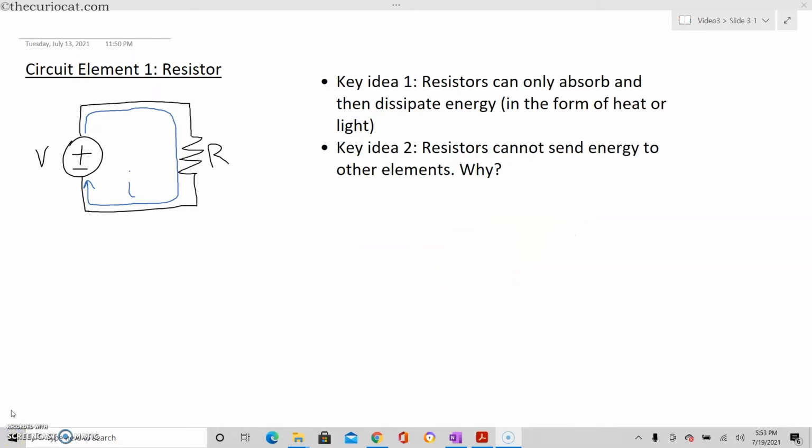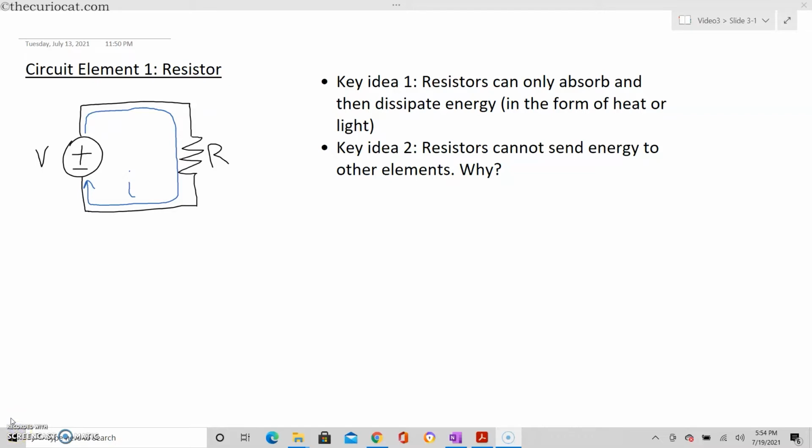So let's go over some key ideas. Key idea 1. Resistors can only absorb and then dissipate energy. The energy dissipated will be in the form of heat or light. The best example will be a space heater, because the heating elements get really hot and bright, so they're dissipating both heat and light energy.